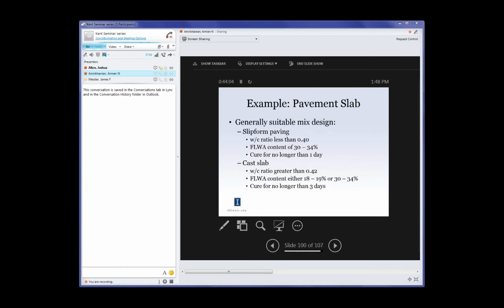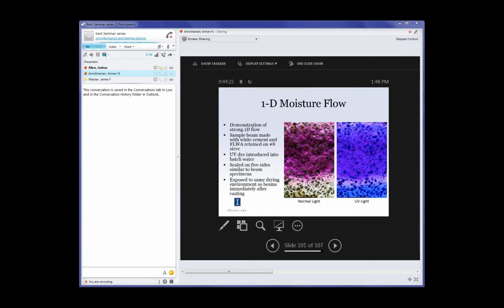All these tests were done with a one-dimensional flow. So all these results are based on a 1D flow of moisture. Well, we wanted to make sure we actually had a 1D flow because, okay, we sealed it, but does it actually flow 1D? Does it somehow escape? So that picture doesn't show it well. So we cast some specimens with white cement and just the lightweight particles, and we introduced a UV dye into the mix so that we could trace where the water went over time. And this beam right here was exposed to the same drying environment as the curling beams.